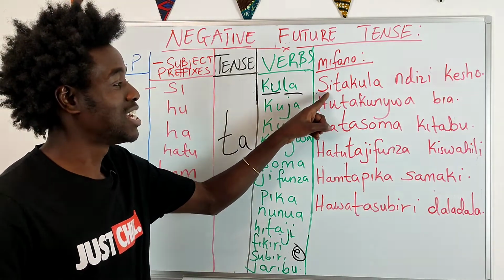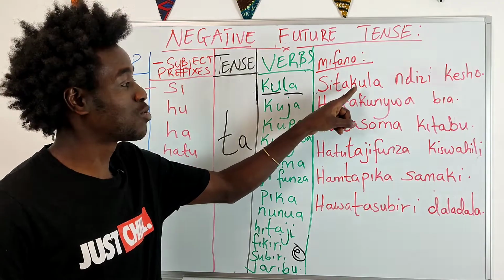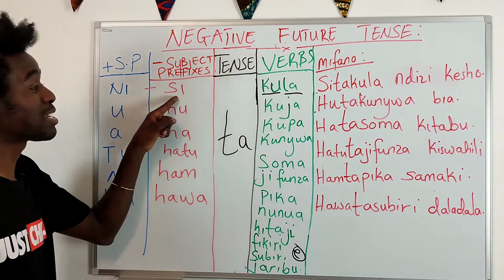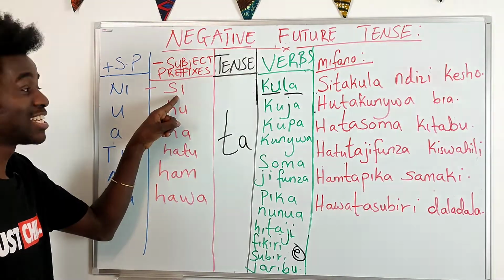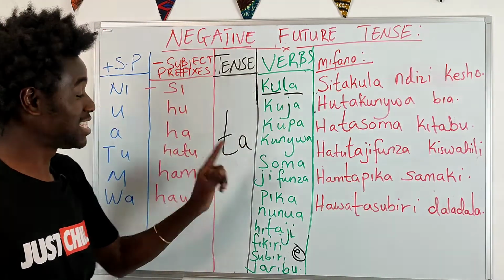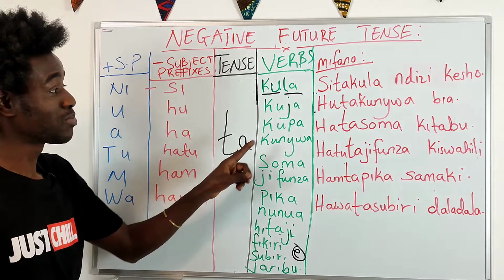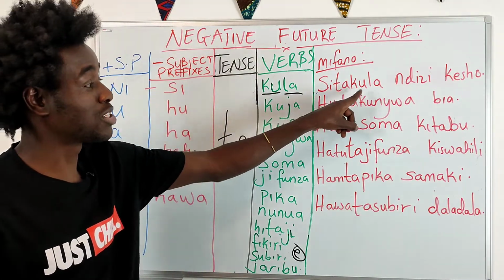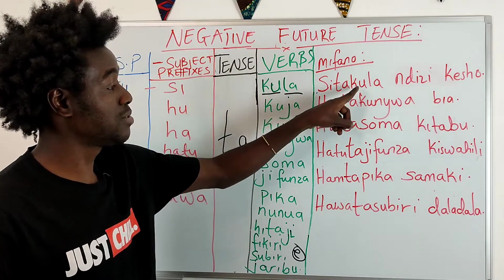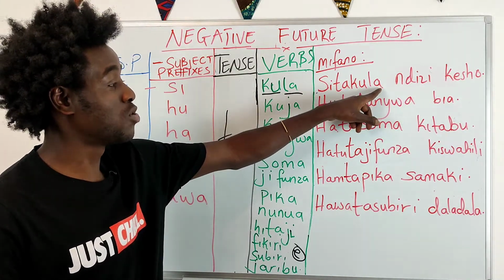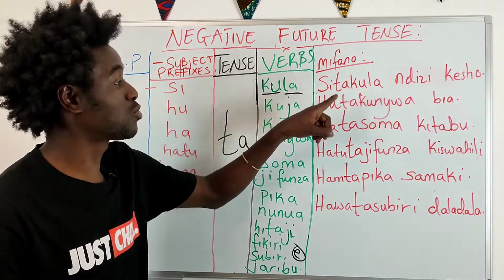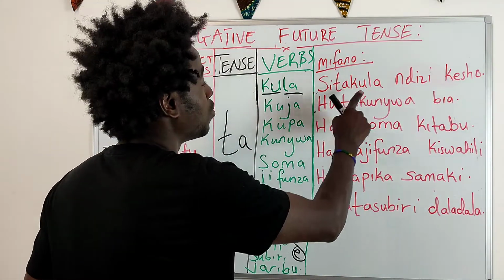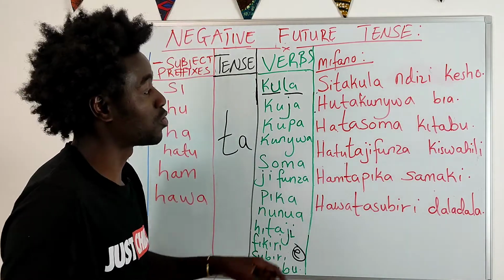Example number one. Sitakula ndizi kesho. So si, it's the negative subject prefix for I. And ta, this is our tense, rule number two. Rule number three, use ku in monosyllabic verbs. So I kept ku here. And kula, I didn't change the last vowel. So sitakula ndizi kesho, this means I will not eat banana tomorrow.